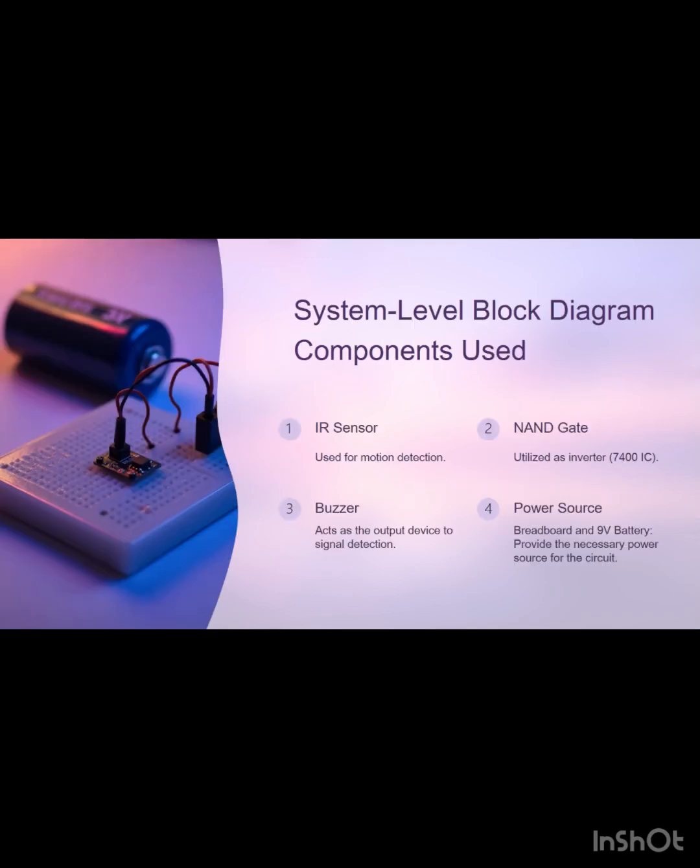System level block diagram, components used. Basically we used an IR sensor, NAND gate, buzzer, and power source. The IR sensor is a motion detector. The NAND gate is a 7400 IC. The buzzer acts as the output device to signal detection. We also use a power source and a breadboard. The power source will provide the power supply to the circuit.